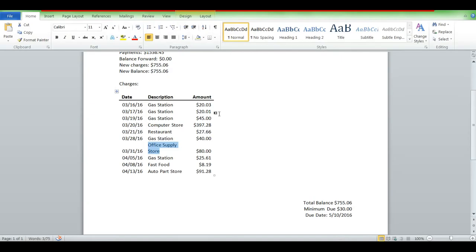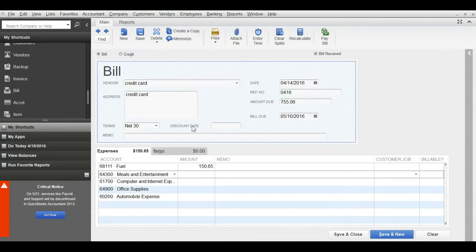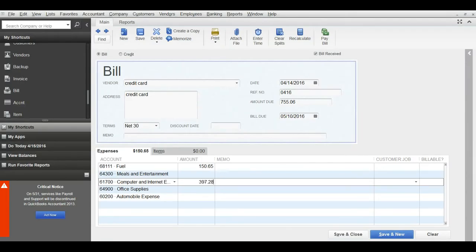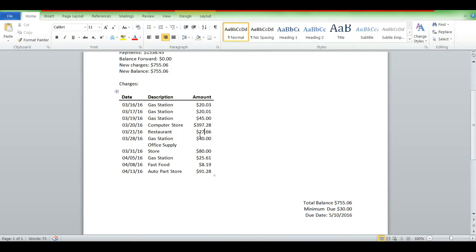Now when I'm going through my statement, I would have checked or highlighted all of these gas stations to show it's done. I'm not going to be able to do that here, so I'm just going to go down to the next one. Computer store. Well, I'm going to assume someone bought, and I would have a receipt for it, some kind of computer hardware. I usually like to put that into computer hardware, but I have an expense account here that's computer and internet expense. So that is $397.28. And I tab away. And as I can see, there's only one computer expense like this.